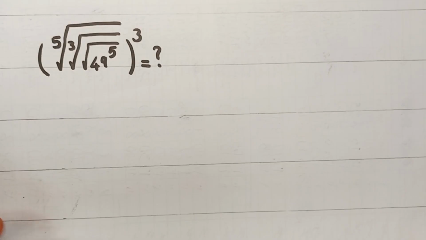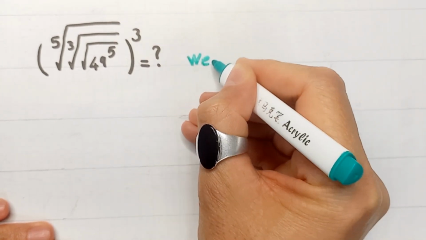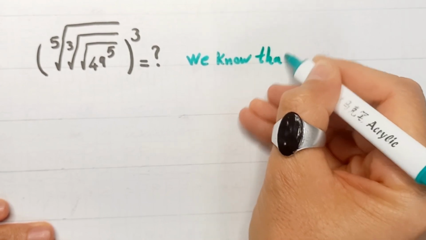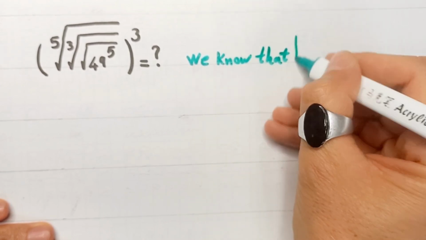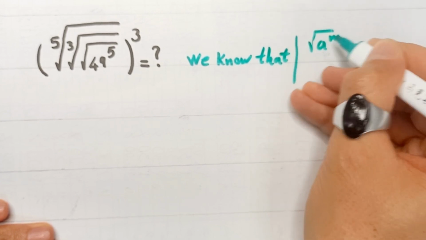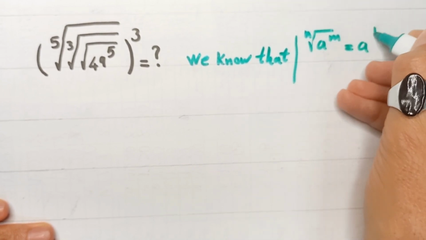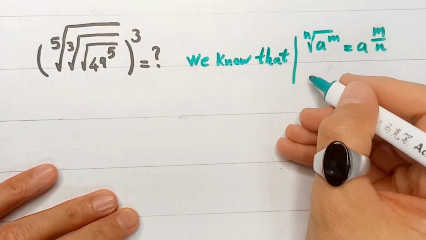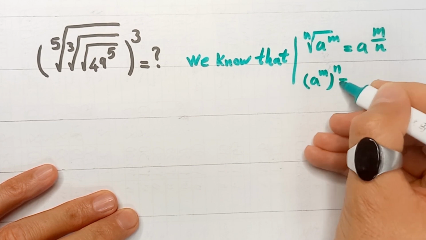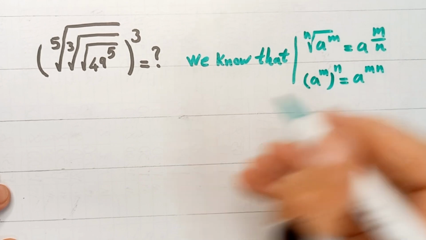Let's start simplifying the nested roots. We know the nth root of a to the power of m is equal to a to the power of m over n, and a to the power of m raised to the power of n equals a to the power of m times n.